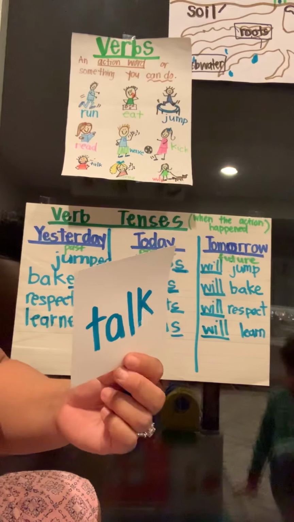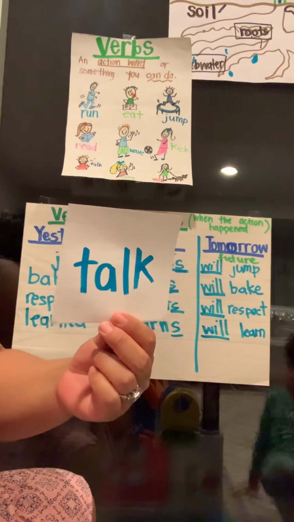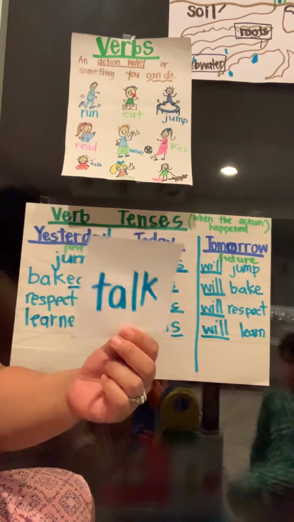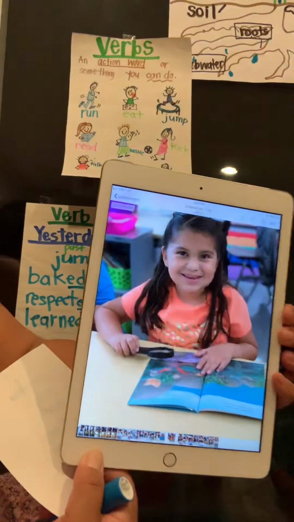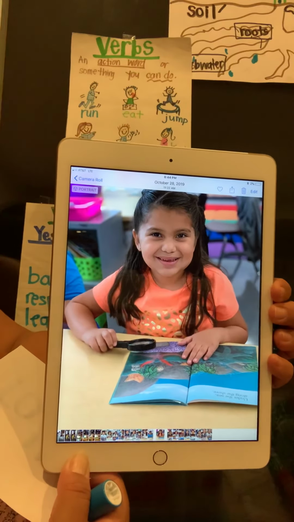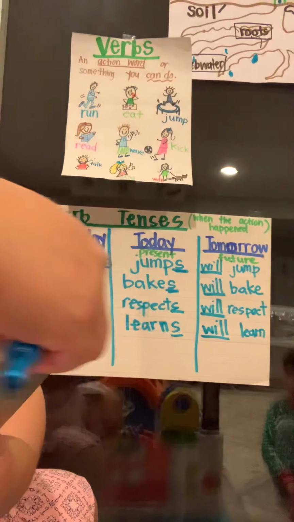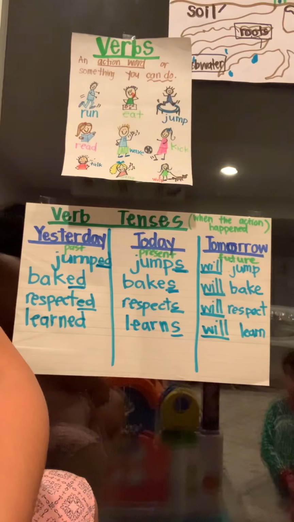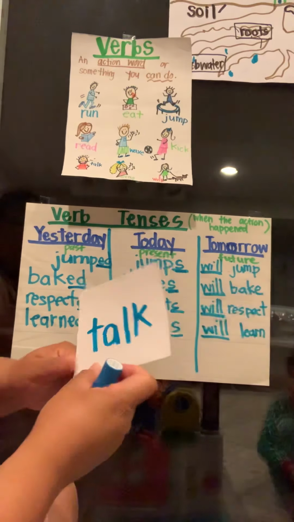Okay, this one. What is this verb here? Talk. Okay, talk. I'll pick another girl now. Oh, look who showed up. Haley. Haley is going to use the word talk as her verb, okay? So Haley's a really good student. She doesn't talk in class unless she's asked to, but maybe she's talking at home. Ready?